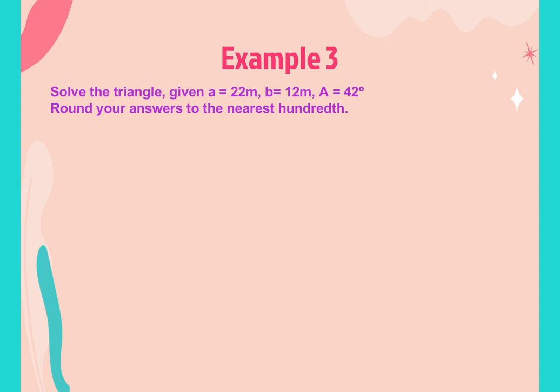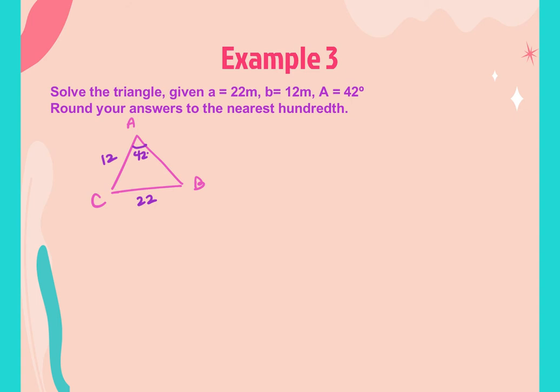So, first thing I'm going to do is draw out what I've got. A, B, C. Side A is 22. Side B is 12. And angle A is 42. All right, so look at what you've got. You've got two sides given. That's the first indication. You have two sides, and the angle that's not between those two sides.